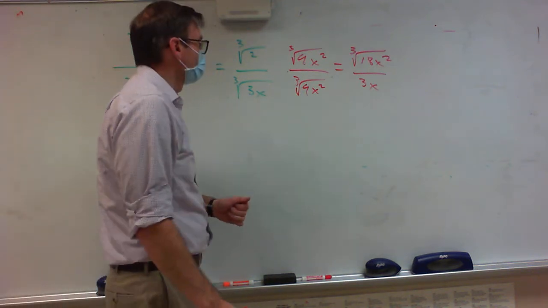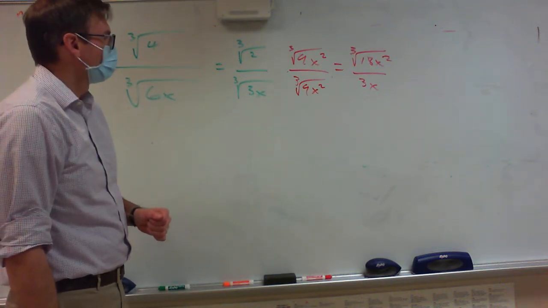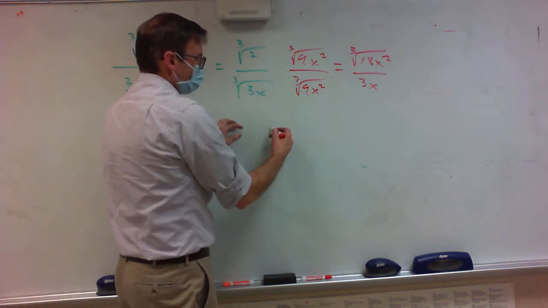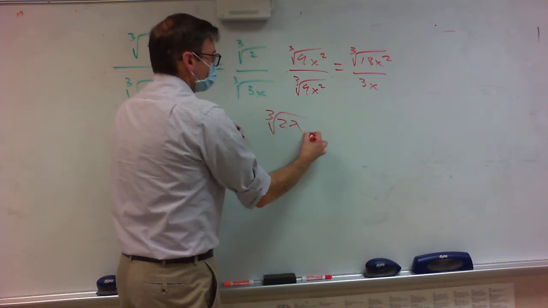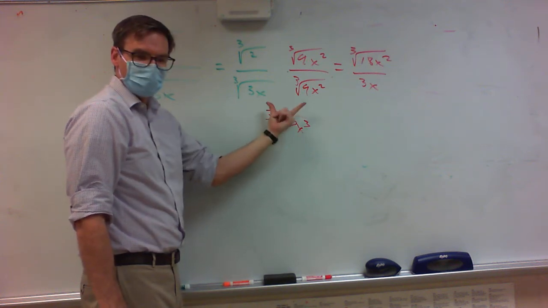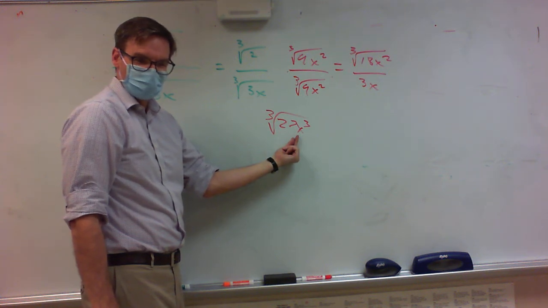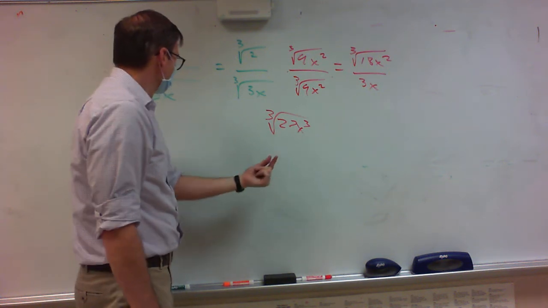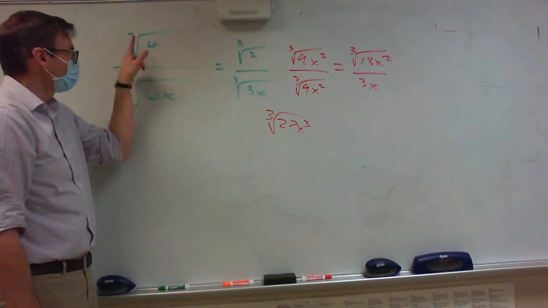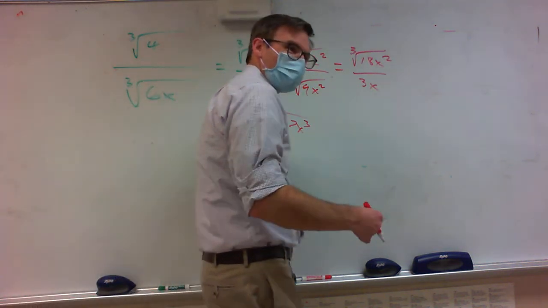Why would it be 3x at the bottom and not 6x? When you multiply these together, you're going to get cube root of 27x cubed, right? Three times 9 is 27 x cubed. But from the original problem, the bottom was 6x, right? Yes. So how did you get 3? I reduced. Anytime you can reduce, it makes your life a lot easier.